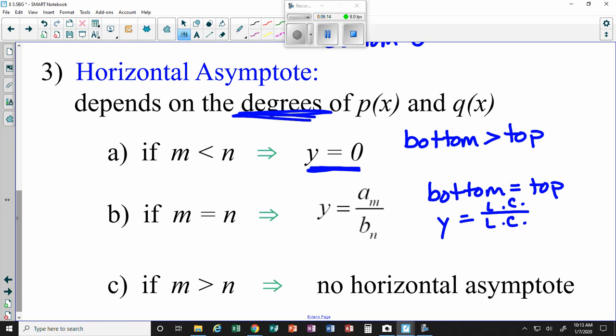C. If the top is bigger than the bottom, talking about the degree. We know what the degree is, right?